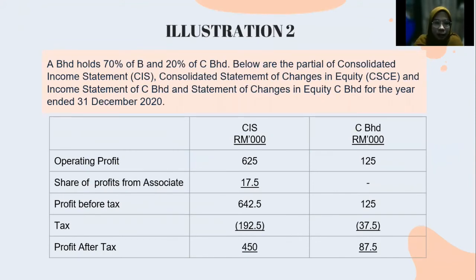So this is an illustration too. The question: A Berhad holds 70% of B Berhad and 20% of C Berhad. Below are the partial consolidated income statement, CIS, consolidated statement of changes in equity, CSCE, and the income statement and statement of changes in equity of C Berhad for the year ended 31st December 2020. So there is a CIS and C Berhad. They have operating profit, share of profit from associates, profit before tax, and profit after tax.